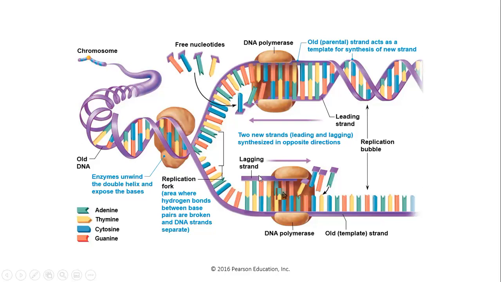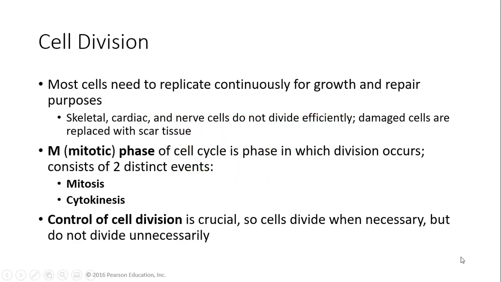So when these cells need to replicate continuously for growth and repair, essentially the cells that need to be replaced, your old skin cells, your hair cells, generate the two daughter cells that are identical to the parent cells. But understand that some cells do not divide efficiently. All right, so your cardiac cells, which are your heart cells, and your nerve cells, once they get damaged, they get replaced with scar tissue. All right, so just be aware of that.